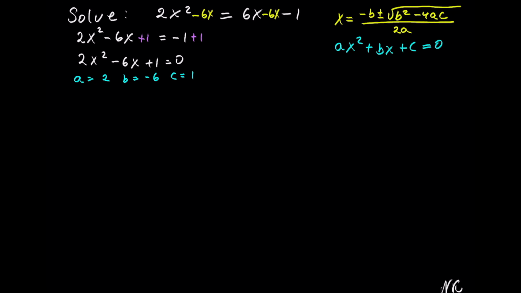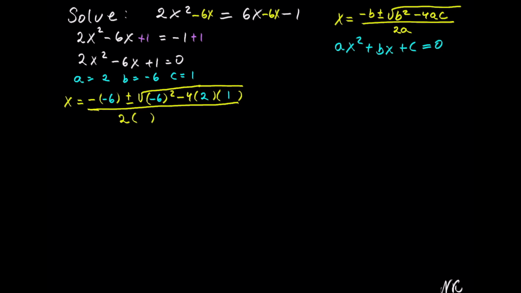So let's substitute them into the formula and have x is equal to negative of b, and we have b as negative 6, plus or minus square root of b to the second, and b is negative 6, minus 4 times a times c, and a is 2, c is 1, out of 2a, and a is 2. So we get x is equal to negative of negative 6 plus or minus square root of negative 6 squared minus 4 times 2 times 1 out of 2 times 2.